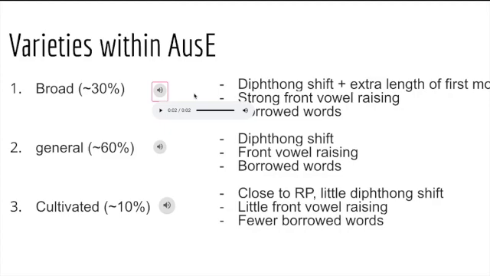And the difference between the three accents is the increase in vowel duration and strength of front vowel raising from cultivated accent to broad accent. The cultivated accent also has fewer borrowed words from the criminals and sailors in the past, as speakers of the accent wanted to keep close to traditional RP instead of taking in flash language from the lower class.